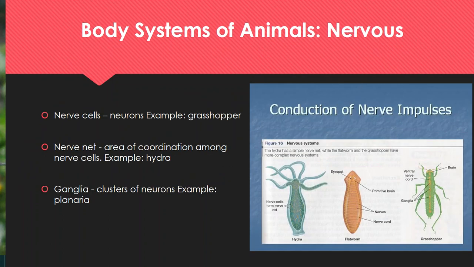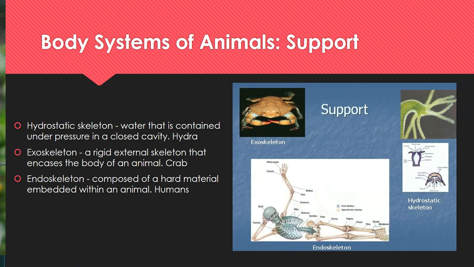Example is chordates. Nerves. Nerve cells are neurons. Examples are grasshopper. Nerve net, area of coordination among nerve cells. Example, hydra. Ganglia, clusters of neurons. Example, planaria. Support. Hydrostatic skeleton, water that's contained under pressure in a closed cavity. Example, hydra. Exoskeleton, rigid external skeleton that encases the body of an animal, like a crab. An endoskeleton composed of a hard material embedded within an animal. Example, humans.